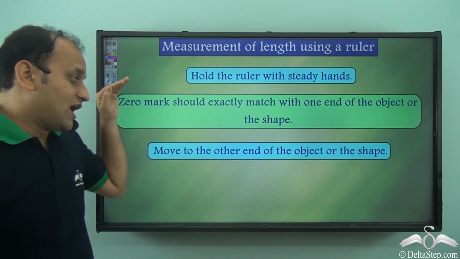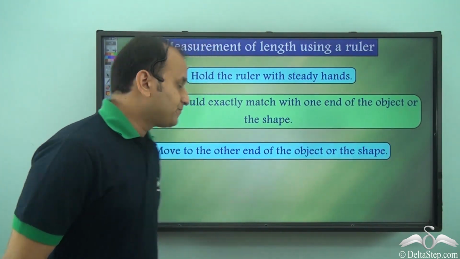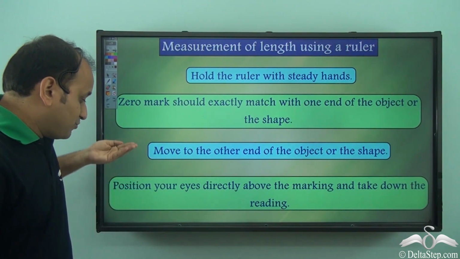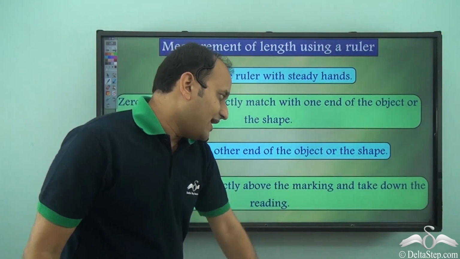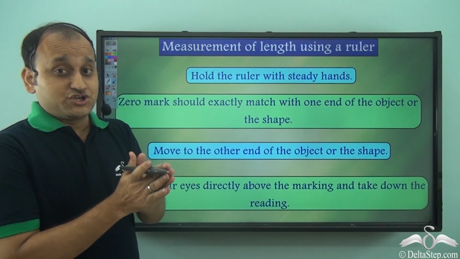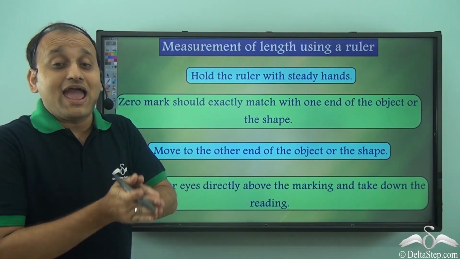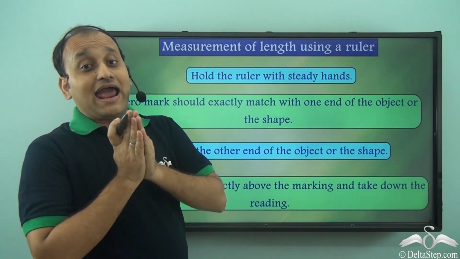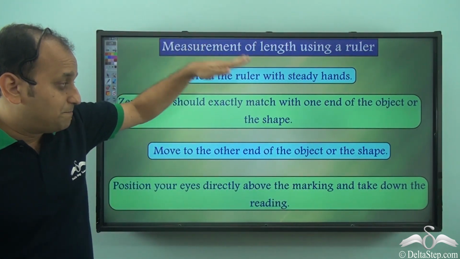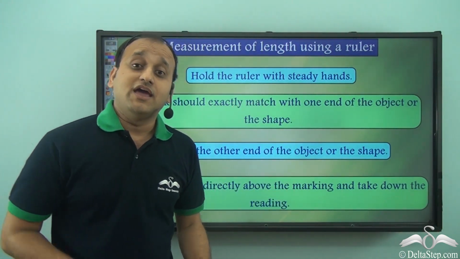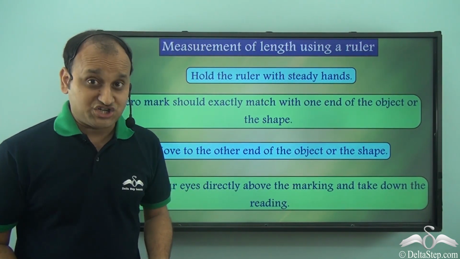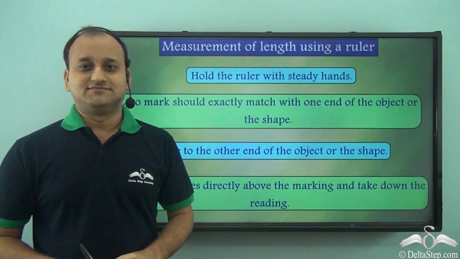Next, we move to the other end of the object or the shape, and we position our eyes. That is, you should position your eyes directly above the marking and take down the reading. So this is also important. The position of your eyes should be directly above the markings, and when you take the reading, it will be accurate. So these are the basic steps which you need to perform in order to measure the length of any object or shape using a ruler.